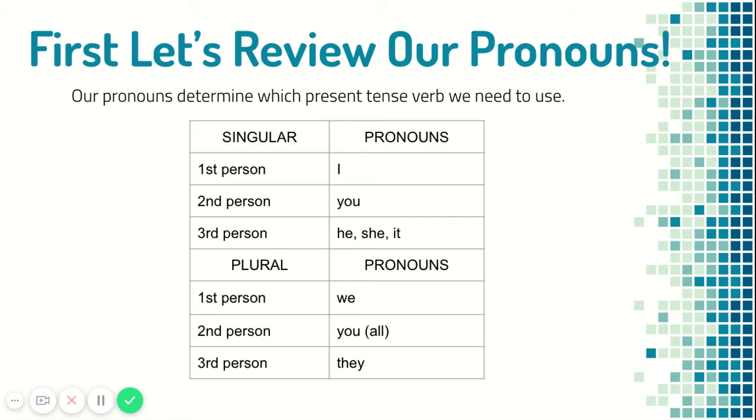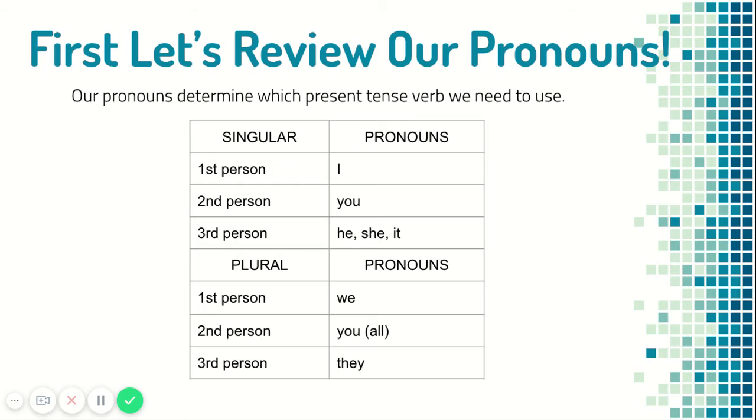Before we jump into present tense verbs, we do need to review pronouns. Remember, that is anything that replaces a noun. So instead of saying my teacher or Mrs. Nugent gave me homework, you could say she gave me homework, okay? Pronouns are going to determine which present tense verb we need to use, and I'll explain that in a little bit. Just remember pronouns.